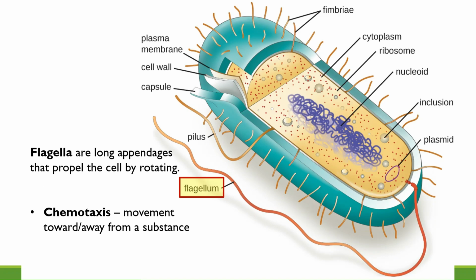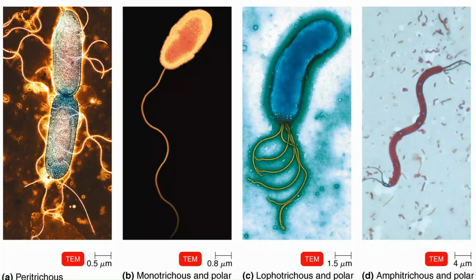The same can be true for phototaxy. Cells that photosynthesize light, they may want to move towards the light source. As they move, they can tell which direction the light source is from by the change in intensity or concentration of the light. In these four images, we have different examples of flagella.